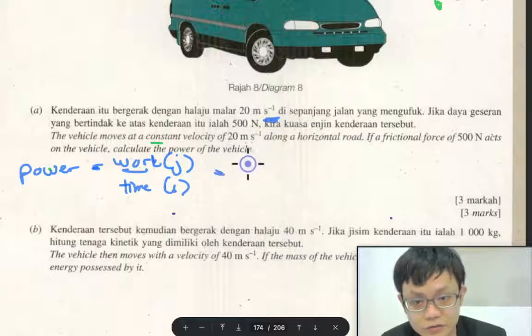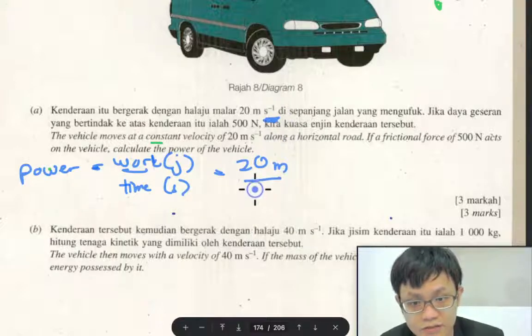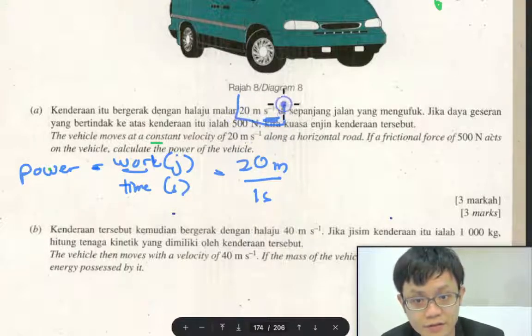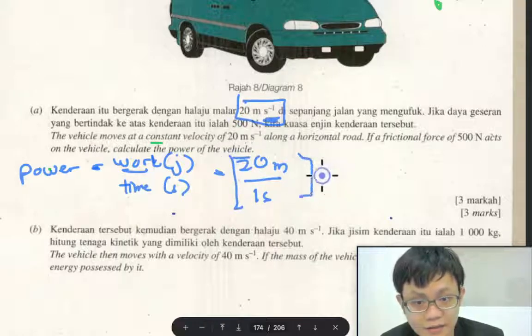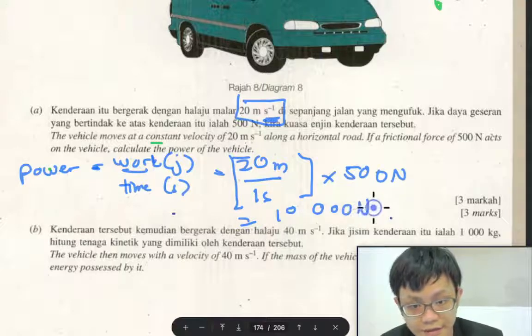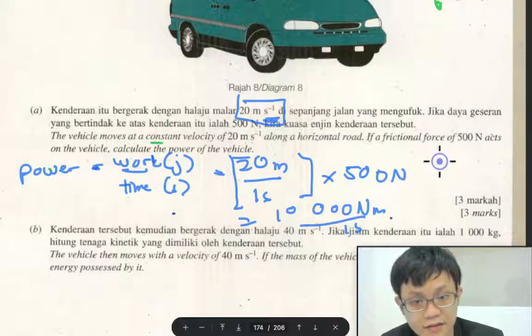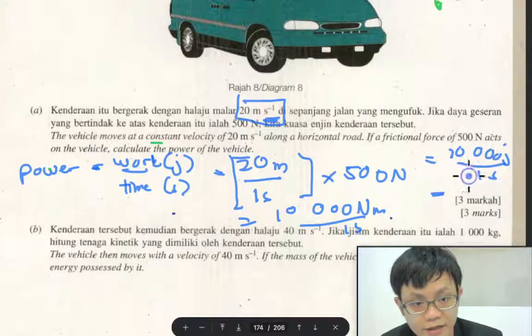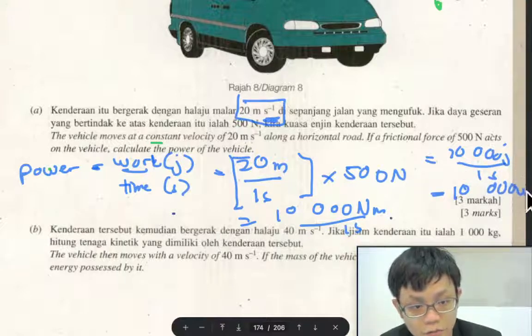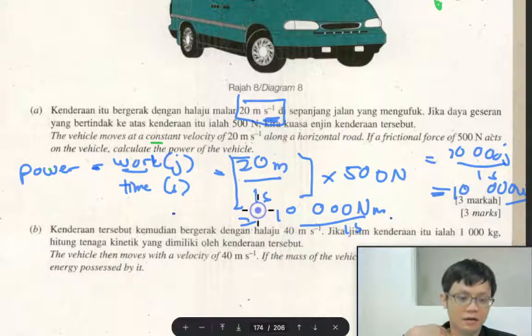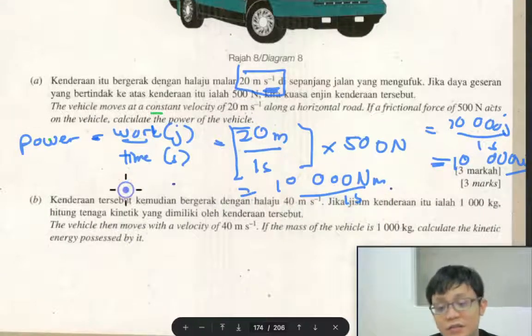That's why I say equals to 20 m divided by s, 1 second. Correct, we already have this one. And then I use this one times with the Newton, I get the Nm. So eventually I got 10,000 Nm divided by 1 second equals to 10,000 Nm is 10,000 Joule divided by 1 second. You get 10,000 watt. Okay. If you cannot understand, never mind because this one you need a lot of practice. So if you don't know, then it's okay.